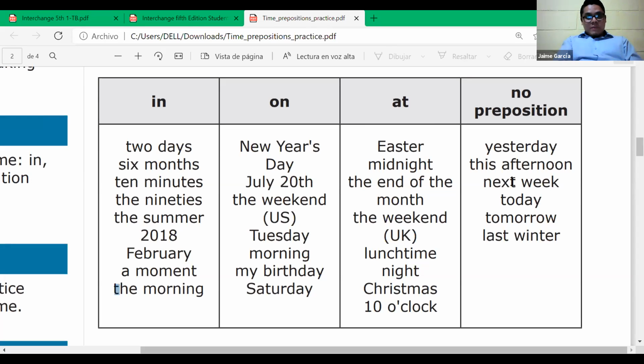And what about with no preposition? Yesterday, this afternoon, next week, today, tomorrow, and last winter.